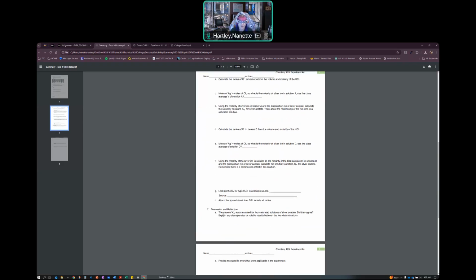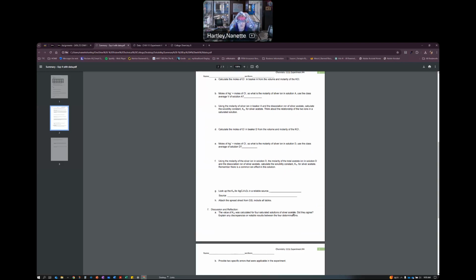Okay. Your discussion and reflection: the value of KSP was calculated for 4 saturated solutions of silver acetate. So you're going to do this for the 4 solutions, your A, B, C, and D. Did they agree? If they didn't, explain why they might not be the same. So why might they be different? Talk to me about why.